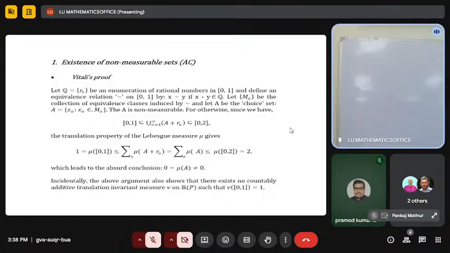So why go to all of that? I will just indicate the irreducible minimum of the technical details that we need to prove the existence of a non-measurable set without the axiom of choice. So that is all I'm going to do.